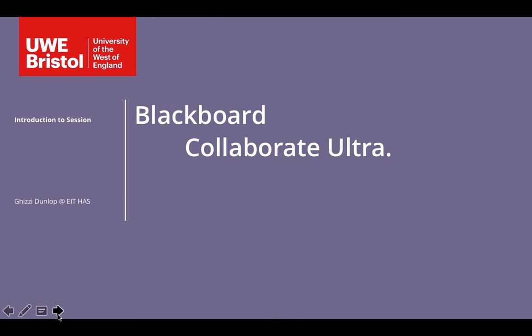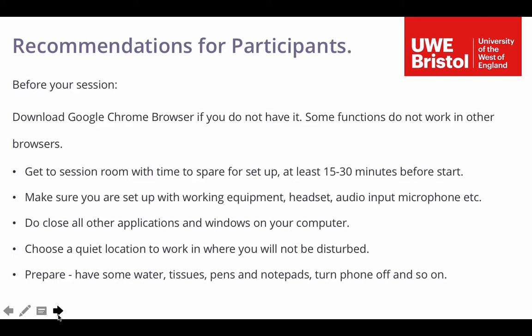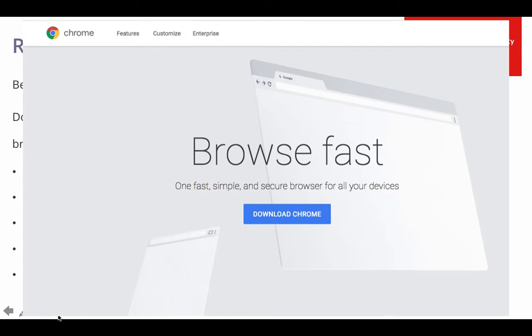Things to do and consider in setting yourself up. Technical considerations for accessing sessions. Before your sessions, you need to make sure you've downloaded the Google Chrome browser. This is the recommended browser for Blackboard Ultra and is the only one in which all of Ultra's functions will work.